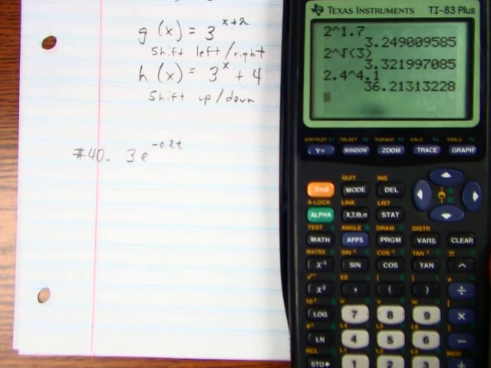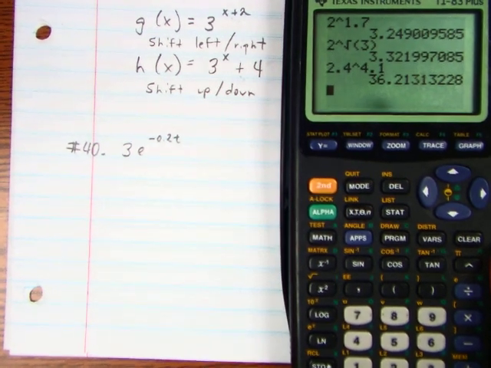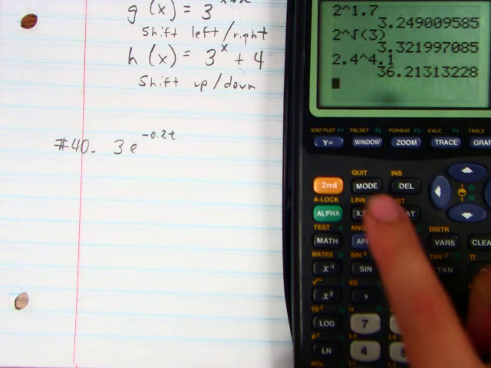E is so common in calculus and in later parts of Algebra 2 that it even has its own button on the calculator. As you can see, I'm pointing right here. You see it says ln right here, and then it says e to the x. It is so common that it even has a button on a graphing calculator.